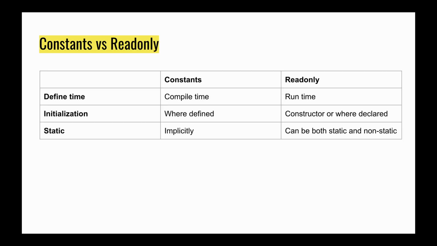Comparison of constants and read-only fields. Constants must be defined at compile time, while read-only fields can be defined at runtime. Accordingly, the value of a constant can be set only when it's declared. A read-only field can be initialized either when it's declared or in the class constructor. Constants cannot use the static modifier because they are already implicitly static. Read-only fields can be both static and non-static.